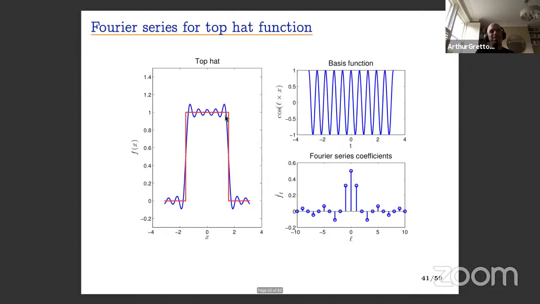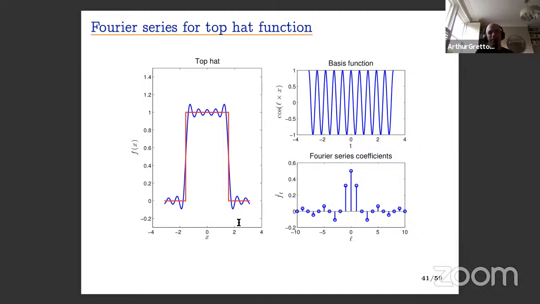I can add more and more functions. And you can see that as I add more and more of these functions, they get more and more wiggly, their amplitude gets smaller and smaller, and I'm getting something that gets closer and closer to my target function. So as I add more and more coefficients in my infinite sum, I'm getting closer and closer to the target function that I'm after. This is the mental image that you should have when you're understanding a Fourier series. I'm taking a function and expressing it as a sum of functions that get less and less smooth, with coefficients that get smaller and smaller. Okay, so that's the top hat function.